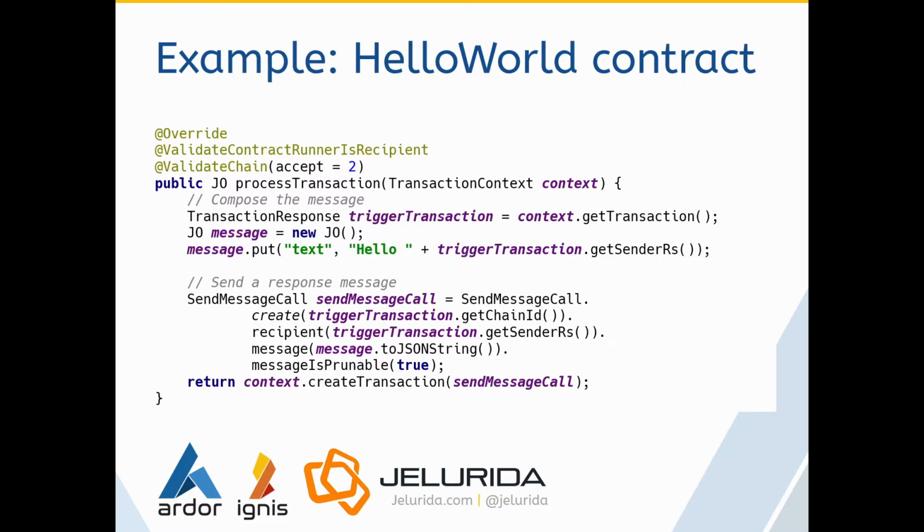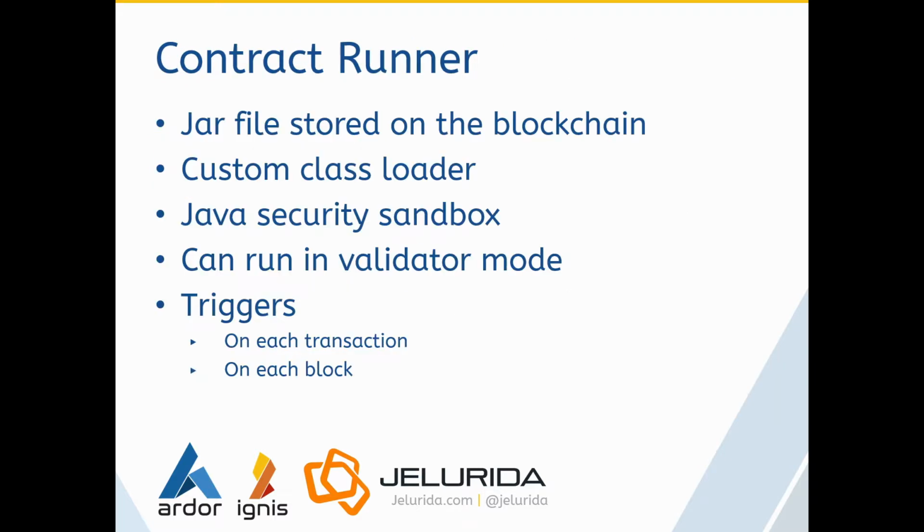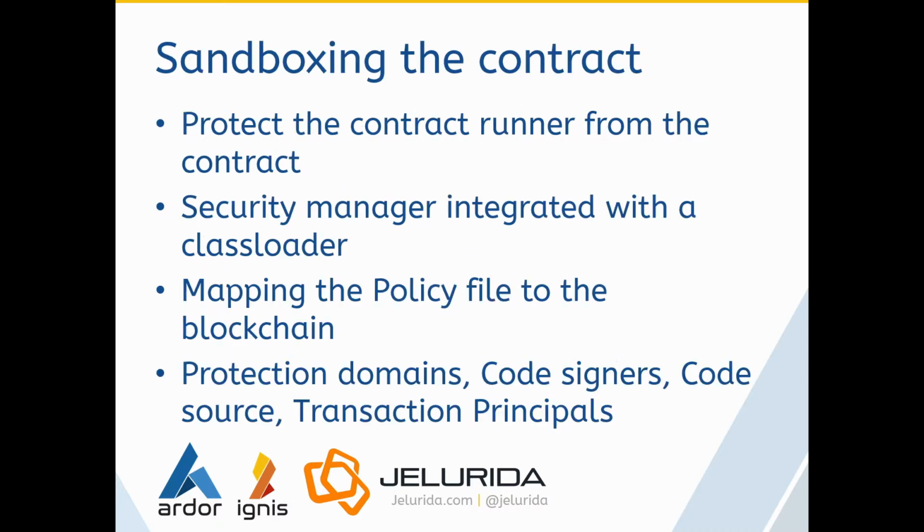So the example of the hello world, we've seen it. So the contract runner itself, it's just using the jar file or a class file that's stored on the blockchain with a custom class loader. So it pulls the code from the blockchain using a custom class loader, and then runs the code of the contract in a security sandbox, which means that the contract code is running under a custom security manager. We provide a mapping of blockchain entities like accounts or signatures, so the contract runner operator can fine-tune the permissions using a standard policy file.